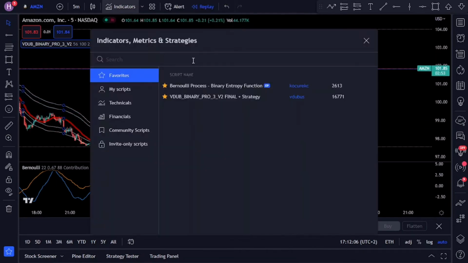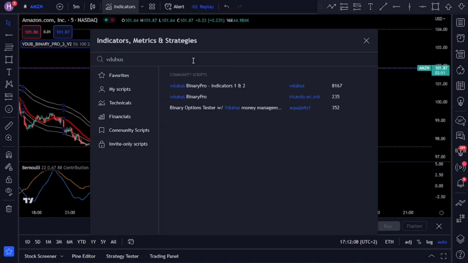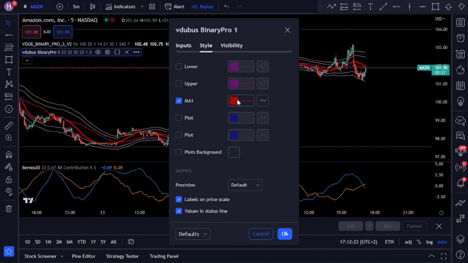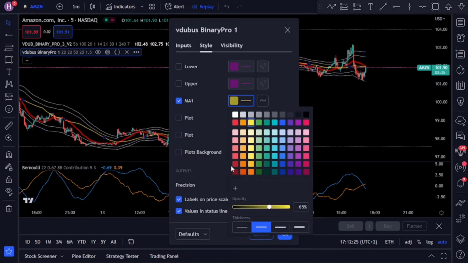Under the Indicators tab, we are going to search for the following: VDUBUS Binary Pro Indicator, also by VDUBUS. Under the Style tab for our last indicator for our strategy, we are going to unselect all of the options except for moving average and change the color to yellow to make it stand out.